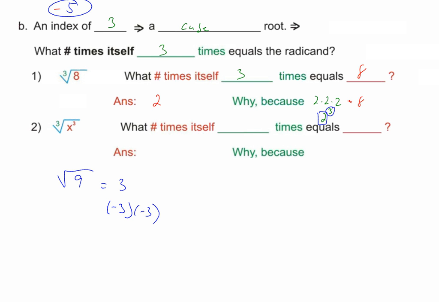An odd index: 1, 3, 5, 7, 9, 11. Is the answer 2, or can it also be negative 2 for a cube root? Is the cube root of 8 also negative 2? Well, to answer that question, does negative 2 times negative 2 times negative 2 equal positive 8? Because isn't the radicand positive 8? So negative 2 doesn't work, does it? And that is the case. Anytime it's an odd index, then only the positive part is the only possibility.